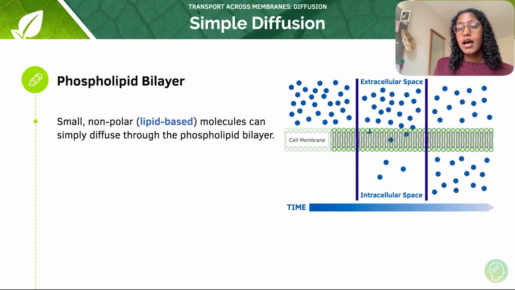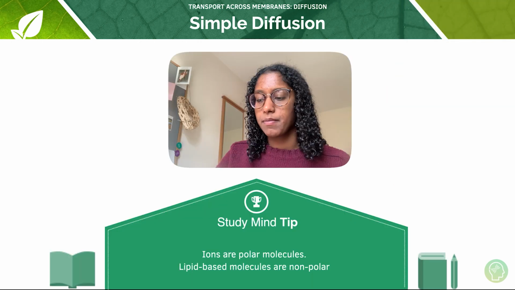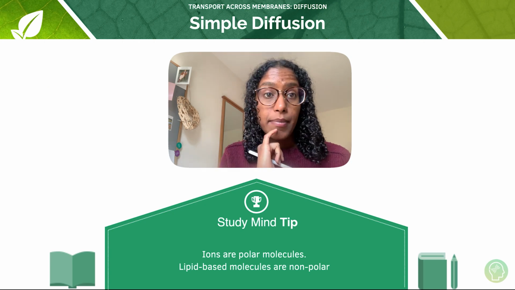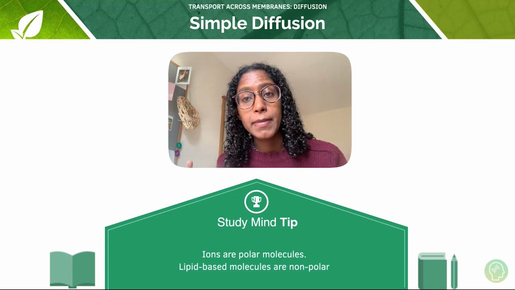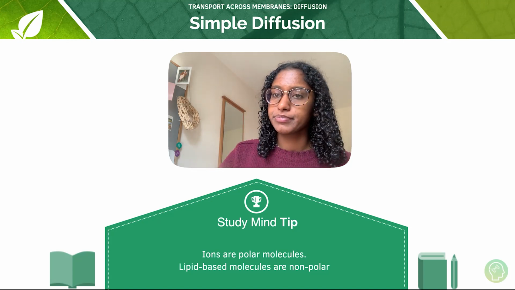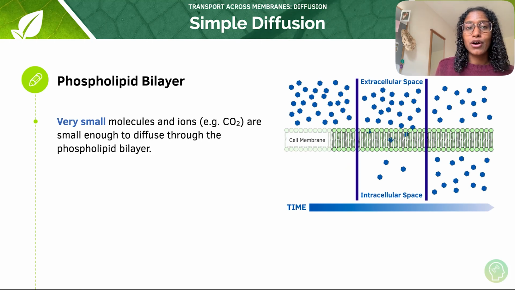And in terms of the phospholipid bilayer, remember it has this barrier function, which means that it allows some substances to pass through and some substances to not pass through. So small non-polar molecules can simply diffuse through the phospholipid bilayer, just naturally. Now, just a tip on what's polar and what's not polar. To generalise, ions are polar molecules and lipid-based molecules are non-polar. Now, very small molecules, for example carbon dioxide, are small enough to diffuse through the phospholipid bilayer.